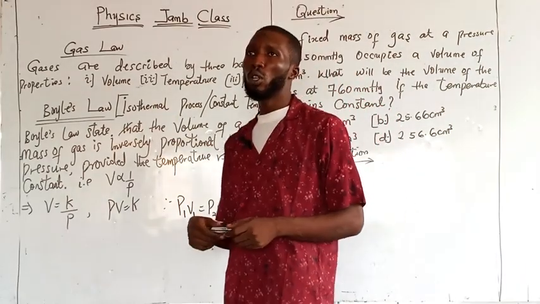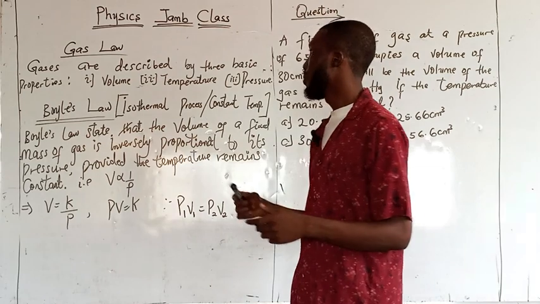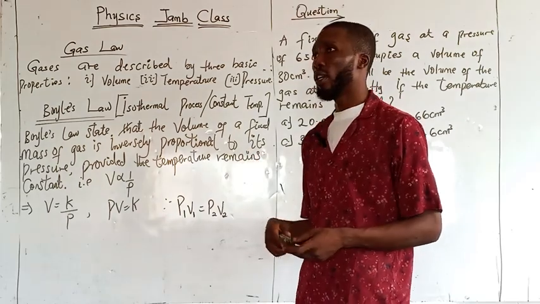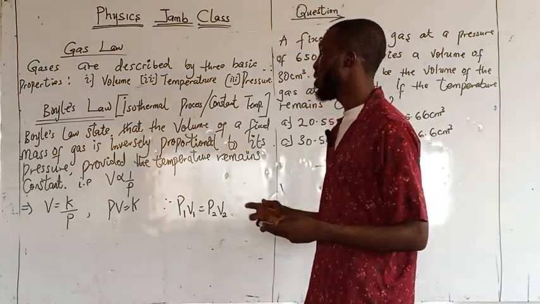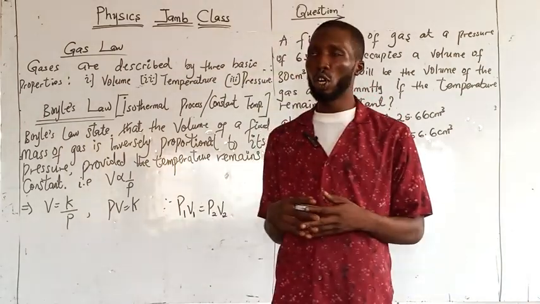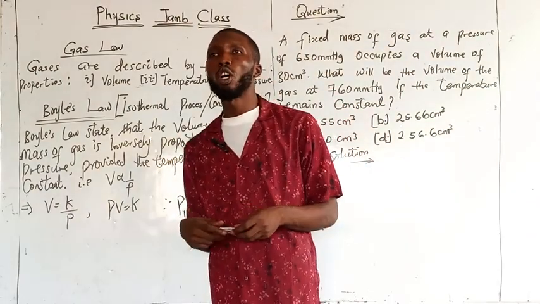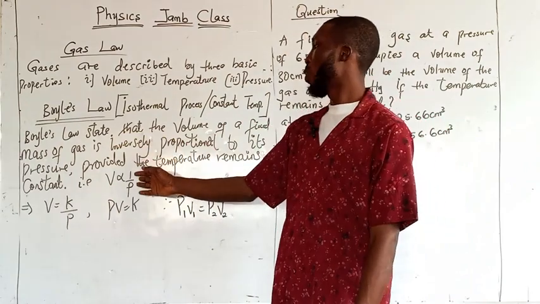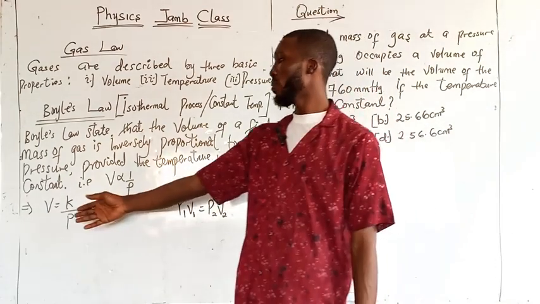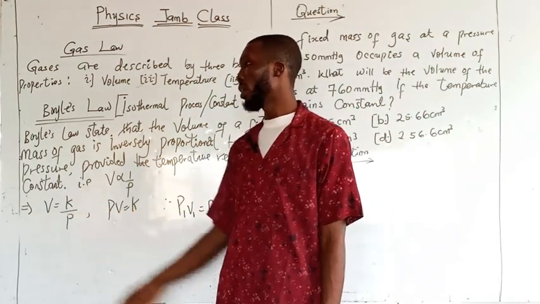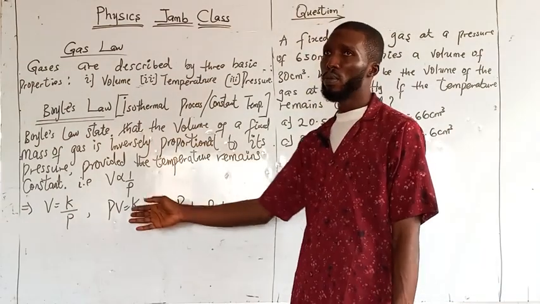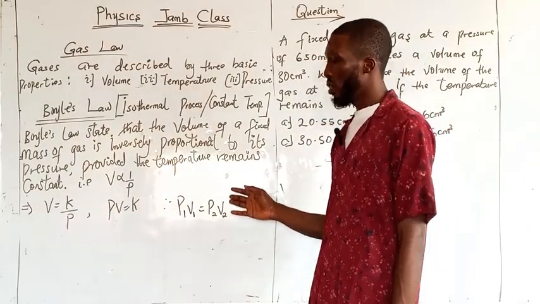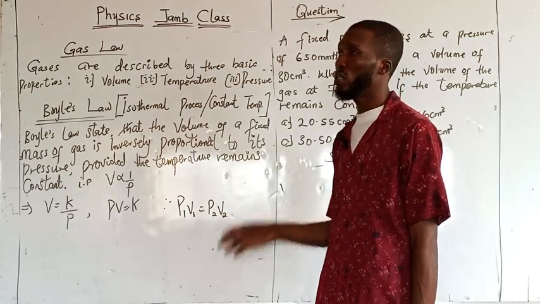So, Boyle's law. Boyle's law, otherwise known as isothermal process, happens when the temperature is constant. It states that the volume of a fixed mass of a gas is inversely proportional to the pressure, provided that temperature remains constant. That is, volume is proportional to the inverse of pressure. Which simply means that V equals K over P, and PV equals constant. By PV being equal to constant, we mean that P1 V1 equals P2 V2. And if it extends to P3, we still have P3 V3, and so on and so forth.